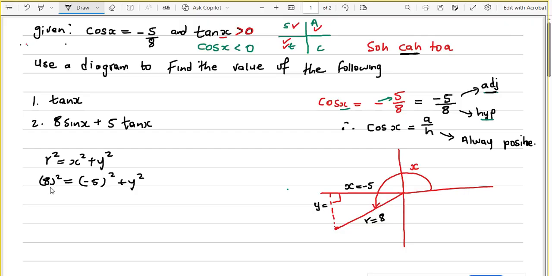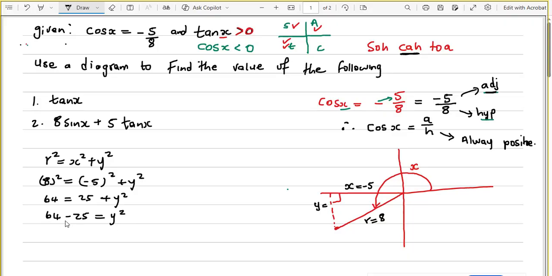So 8 squared, when you say 8 squared, you get 64, and 5 squared, that's 25. Then we add y squared. So this is 64. The 25 comes to the other side. This is just y squared.